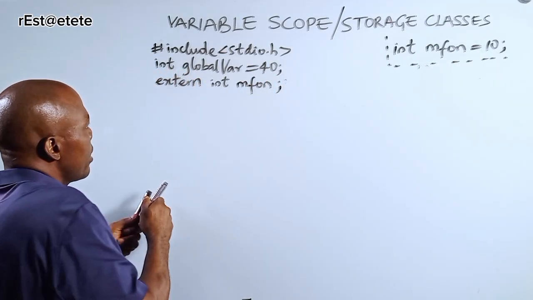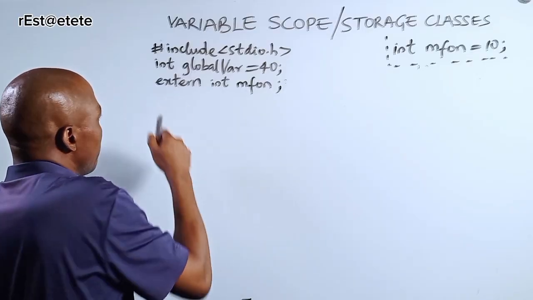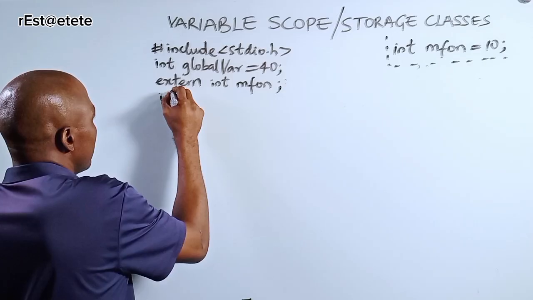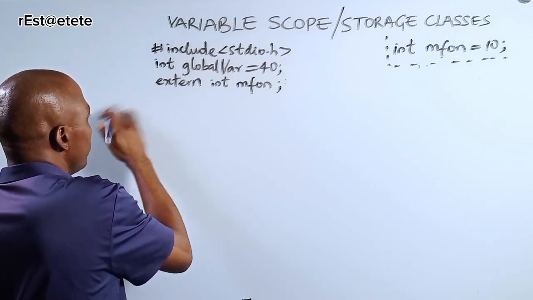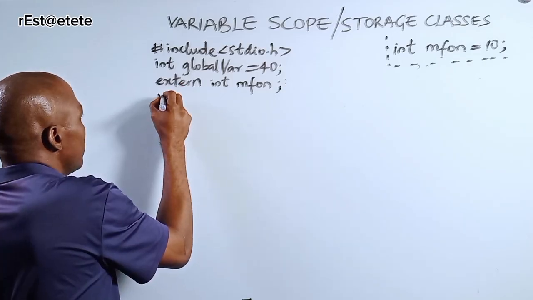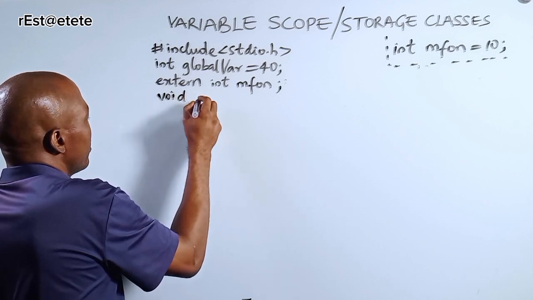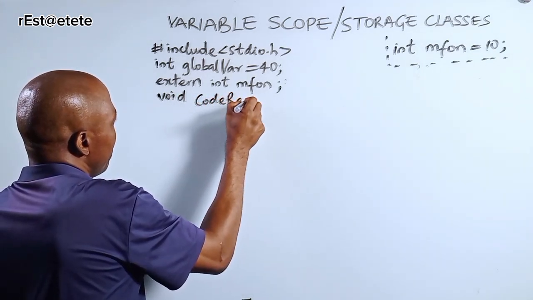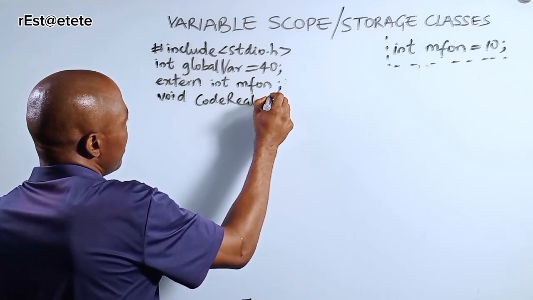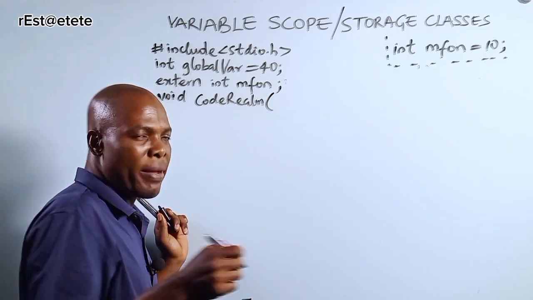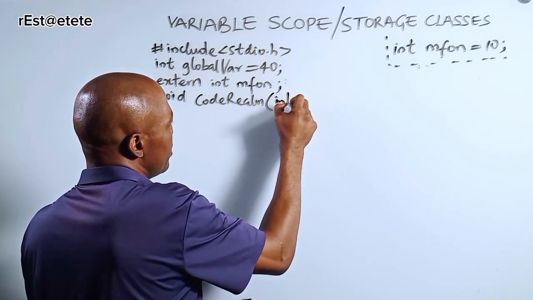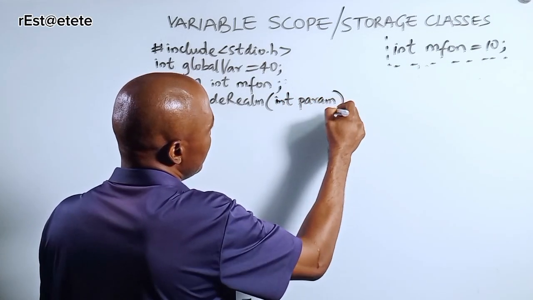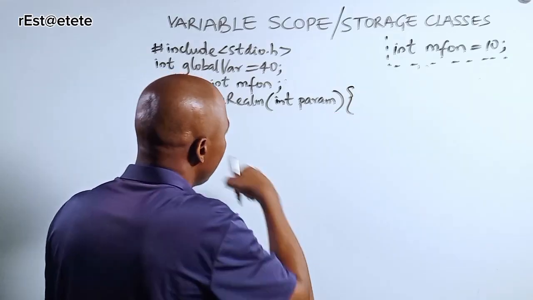All right, so then I'm going to create a function. So I will say int, that function is not going to return, just going to perform a task. So I will say void, and then I will say code rem. Then this code rem, I'm going to supply a parameter to it. So int param, right? Then I will come into the function.